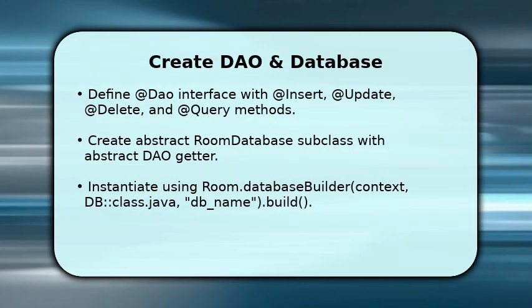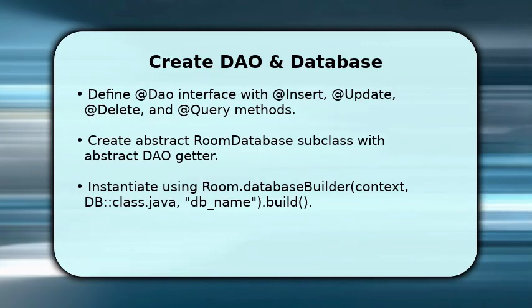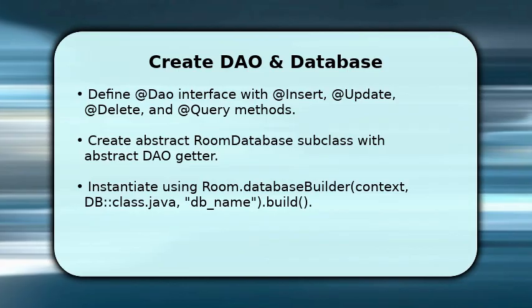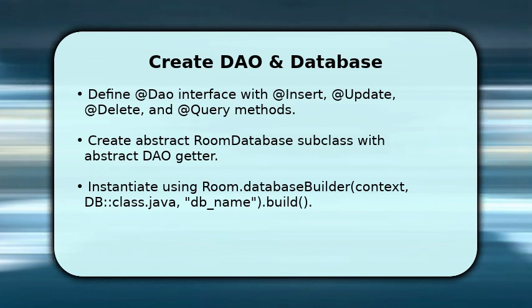Next, define a @Dao interface containing @Insert, @Update, @Delete, and @Query methods tailored to your entity. Use suspend for coroutines or return LiveData or Flow for observation. Then create an abstract class extending RoomDatabase and include an abstract method to expose your DAO. Once done, instantiate the database with Room.databaseBuilder in an application singleton or via dependency injection. Make it a single source of truth. Also add type converters or migrations at this stage if your types or schema require them.